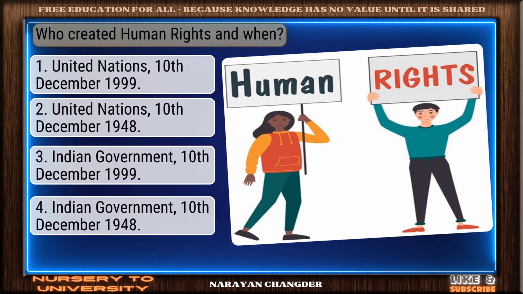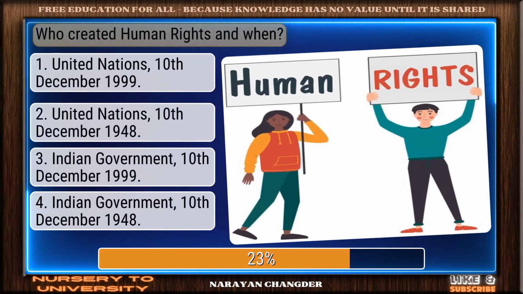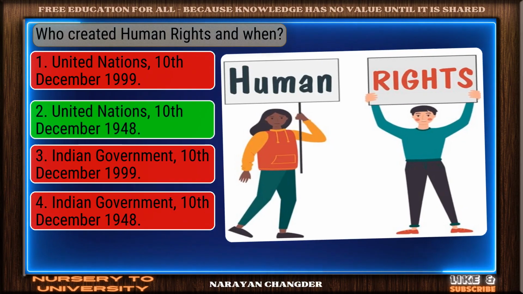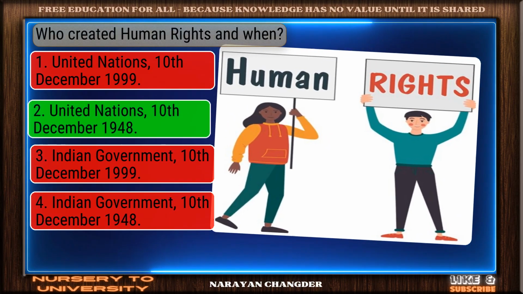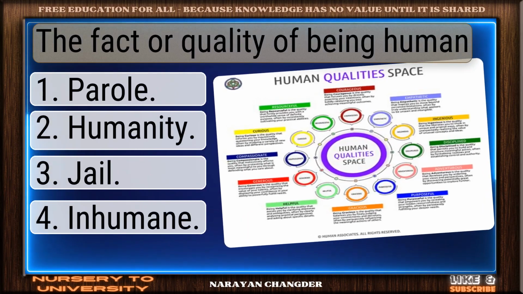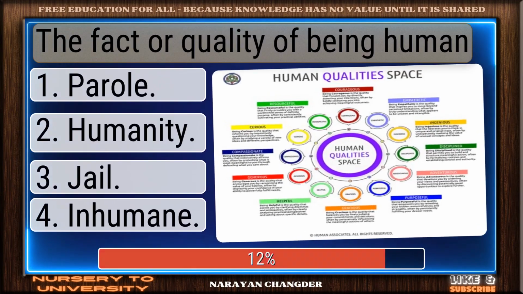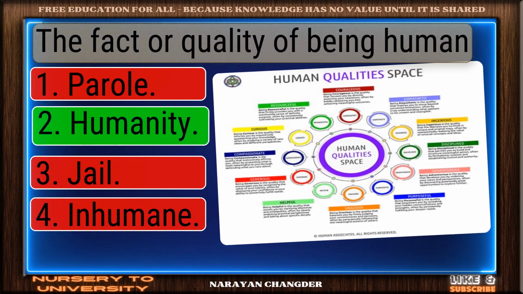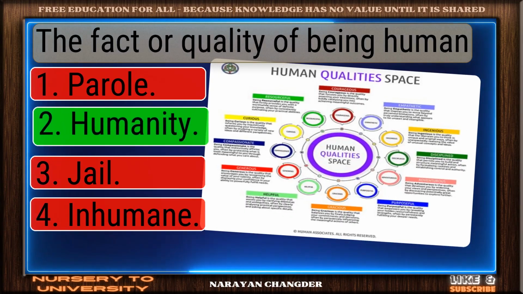Who created human rights and when? Great job. United Nations, 10th December 1948 is the accurate answer. The fact or quality of being human. You chose humanity, and it is correct.